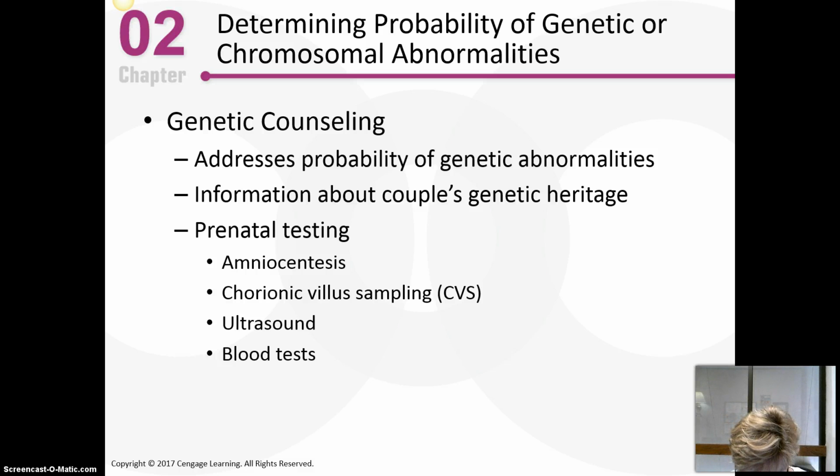Some of the prenatal testing that can take place is things like amniocentesis, CVS, ultrasound, and blood test. Now, we do have a video that you'll watch at the end of this video that's on amniocentesis. And the CVS, the chorionic villus sampling, is something that is done earlier than an amniocentesis. So all of these you could read more of.